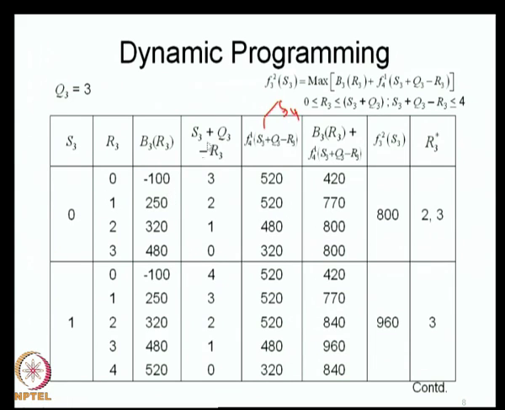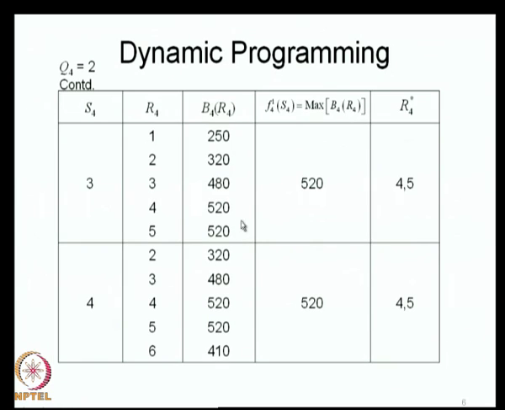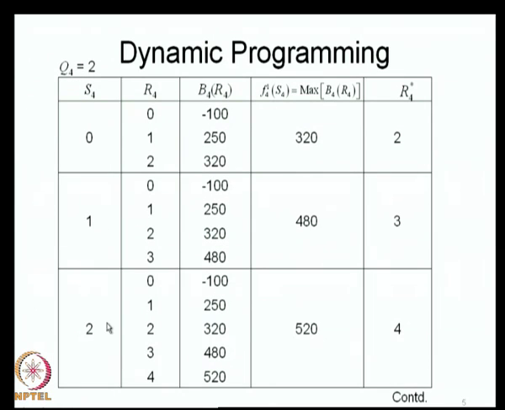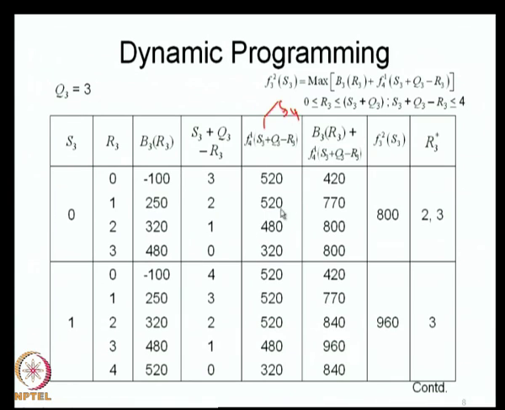your benefit accruing B3 R3 is 250. Because R3 is 1, your S3 plus Q3 minus R3 will be equal to 2, that is 0 plus 3 minus 1, that is equal to 2. Corresponding to 2, you go back to the previous table and pick up the optimal objective function value, which is 520, and that is the 520 that you put here. 520 plus 250 is 770, and so on. Like this you calculate. So, 420, 770, 800, 800.